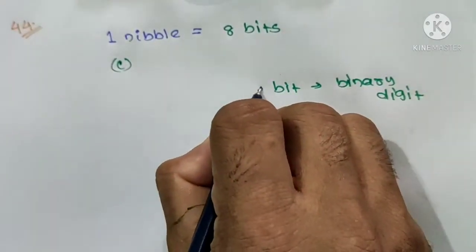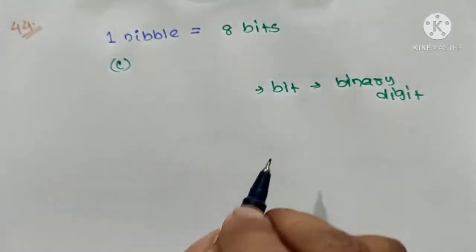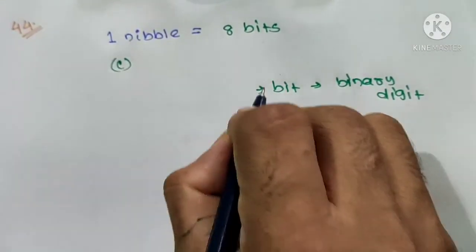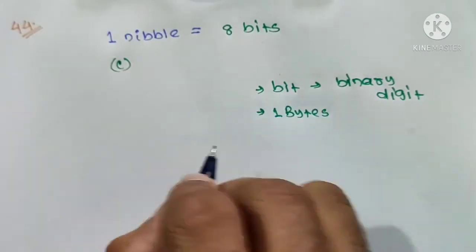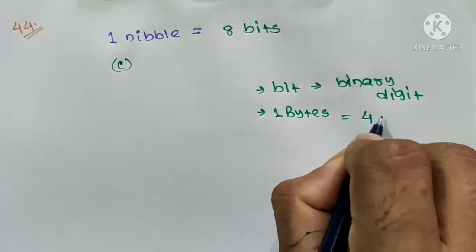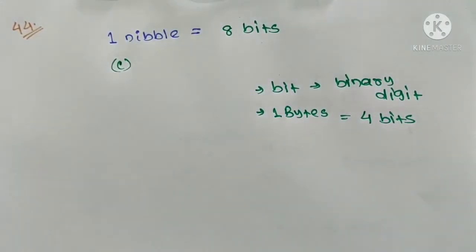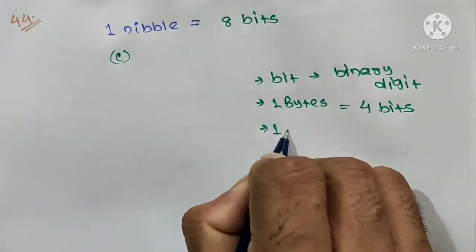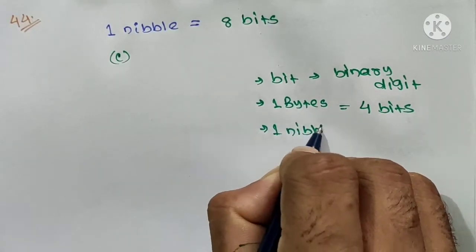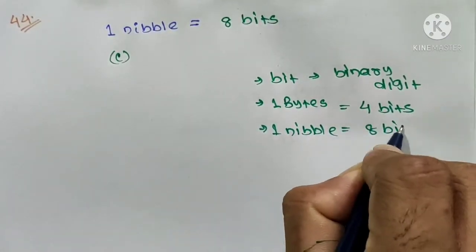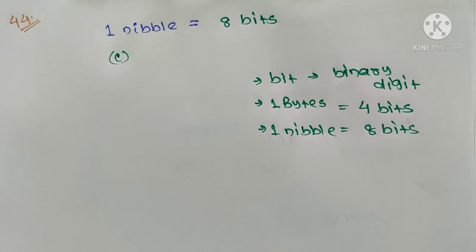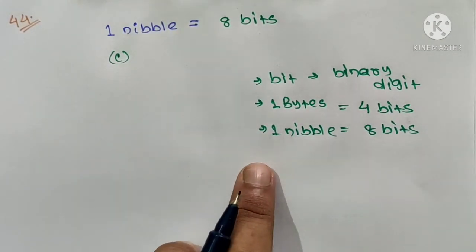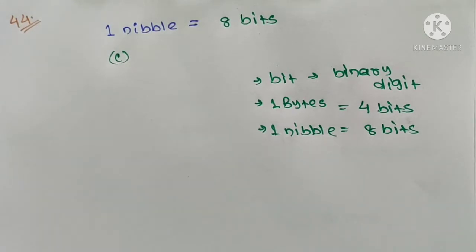Okay, so that is 1 bit equal to 1 binary digit. Next, 1 byte is equal to 4 bits. Similarly, 1 nibble equal to 8 bits. देखो, ये याद रख लेना. ऐसे है 1 word equal to 16 bits and 1 double word equal to 32 bits.